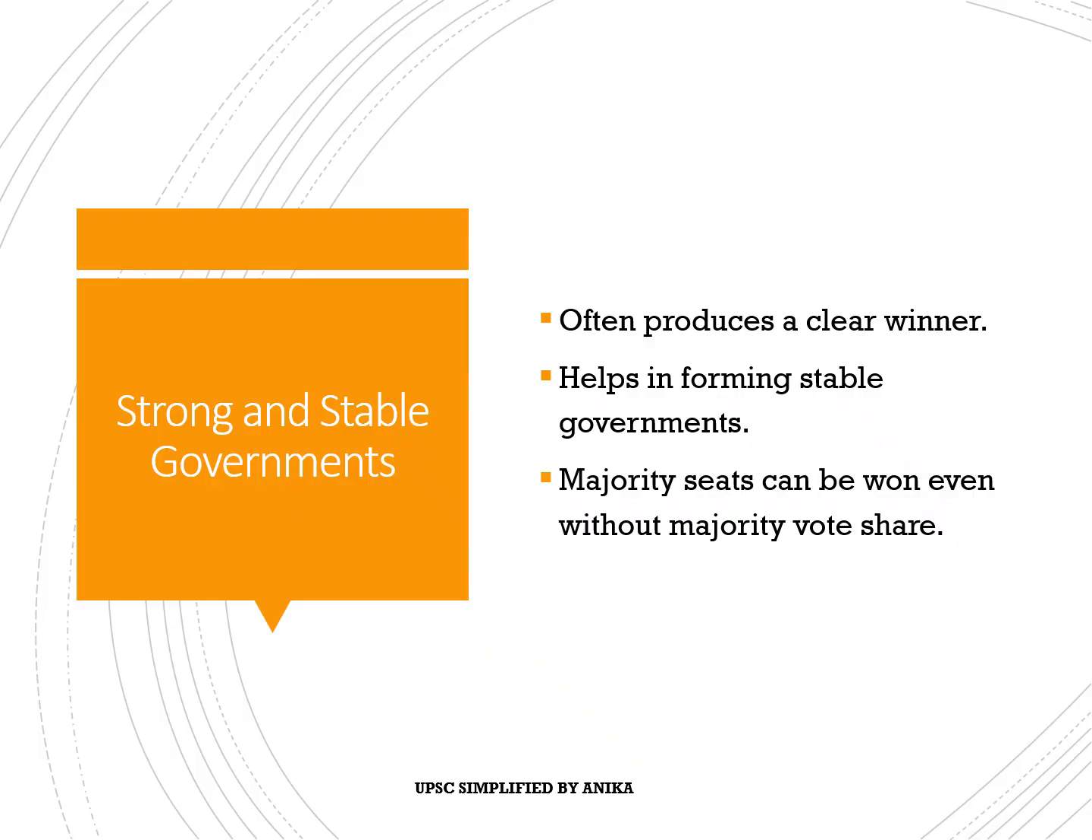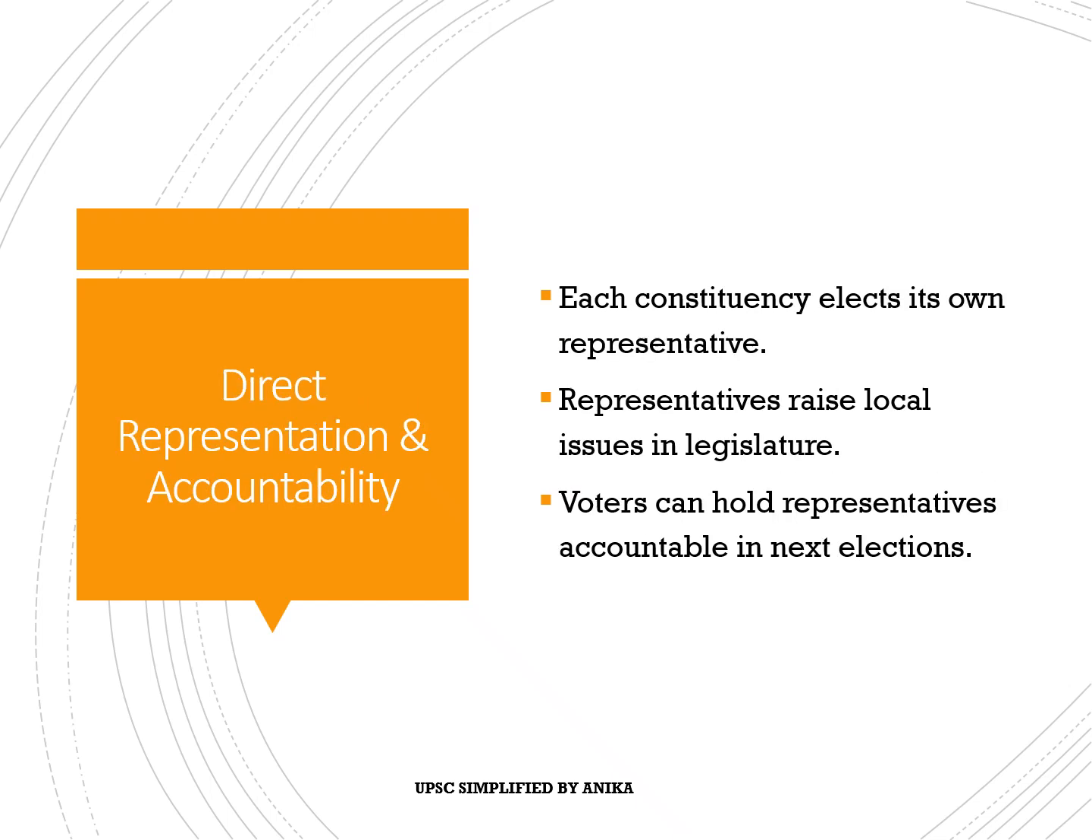Now the second one, strong and stable government. The first past the post system often produces a clear winner, which helps in forming strong and stable government. Under this system, a ruling party or a coalition can gain a majority in the Lok Sabha or state legislative assembly even without receiving more than 50% of the total votes across constituencies. This usually provides greater stability to the government.